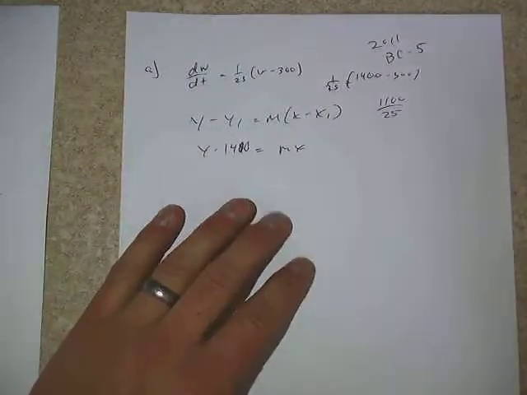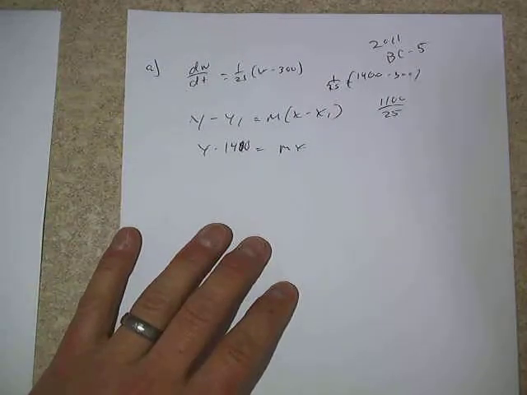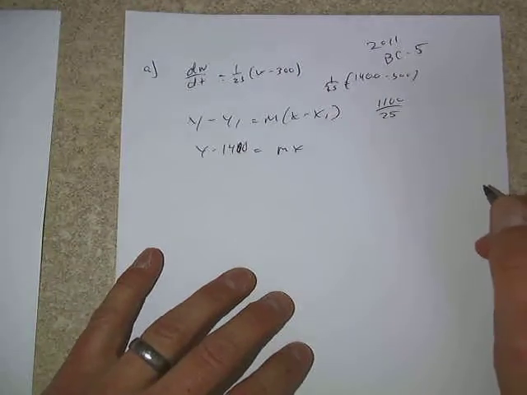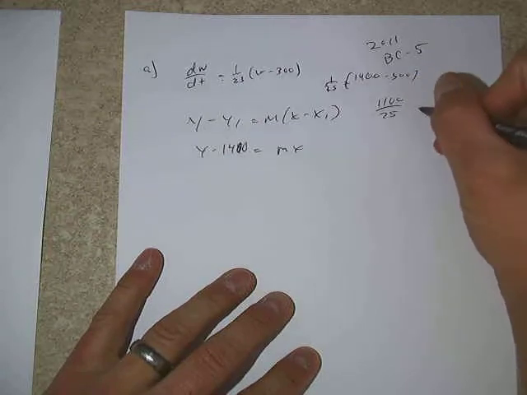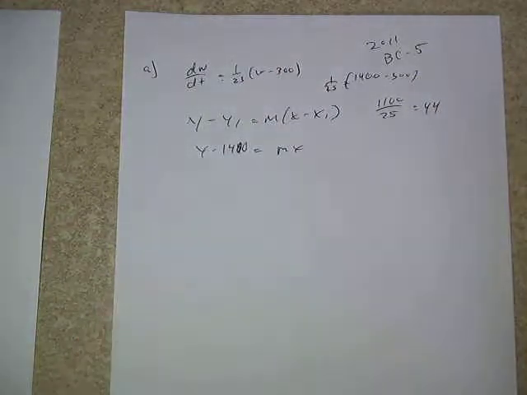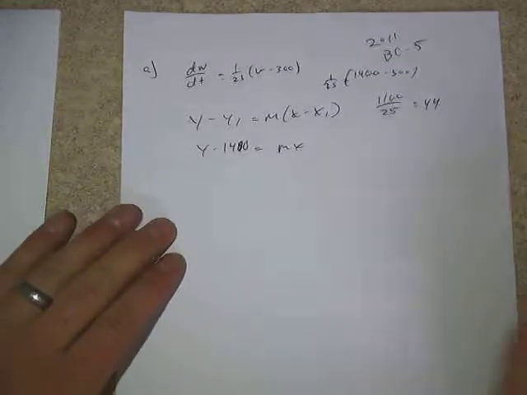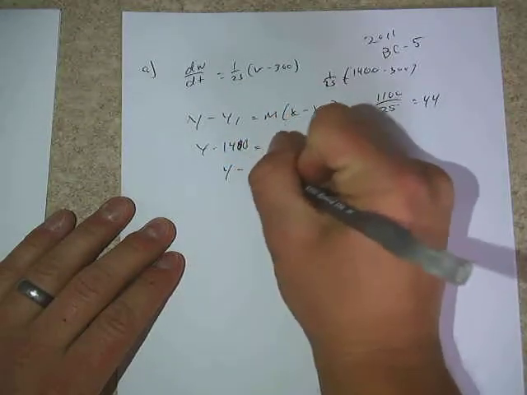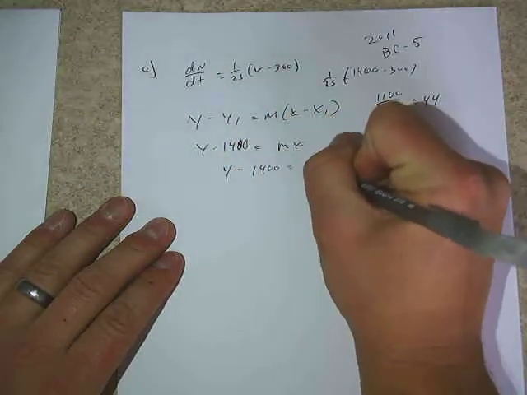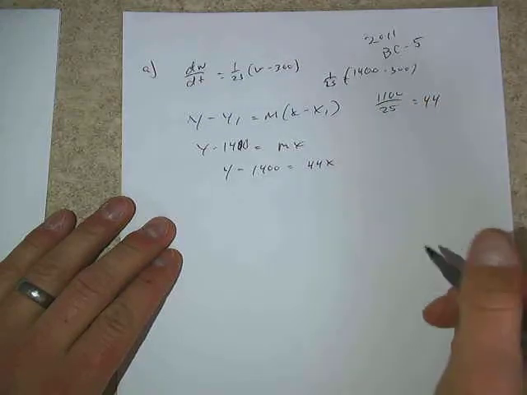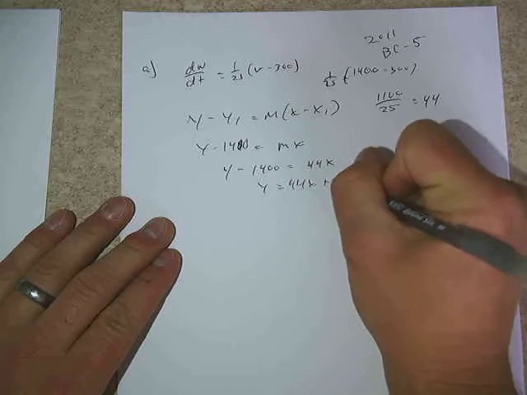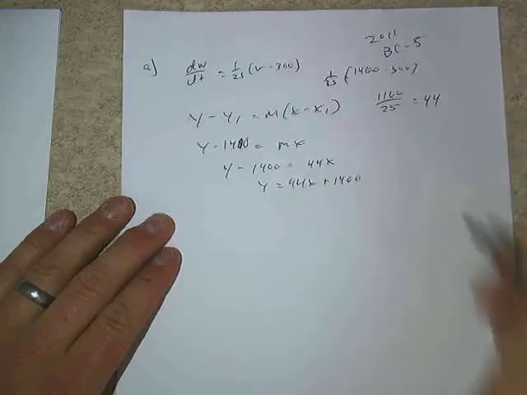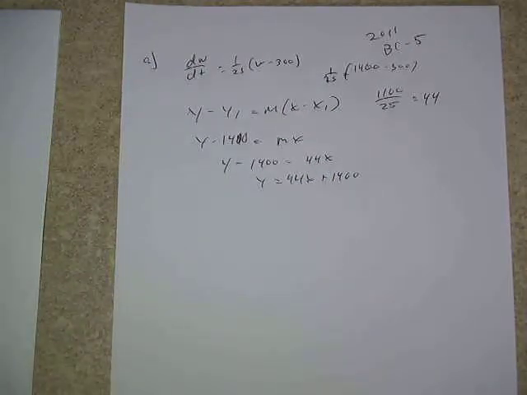So we get 1,100 over 25. 25 goes into anything that's divisible by 100. So 25 and 40 would be 1,000, so 4 more would be 44. All right, so 44 would be our slope, so y minus 1,400 equals 44x, and so our tangent line would be y equals 44x plus 1,400.